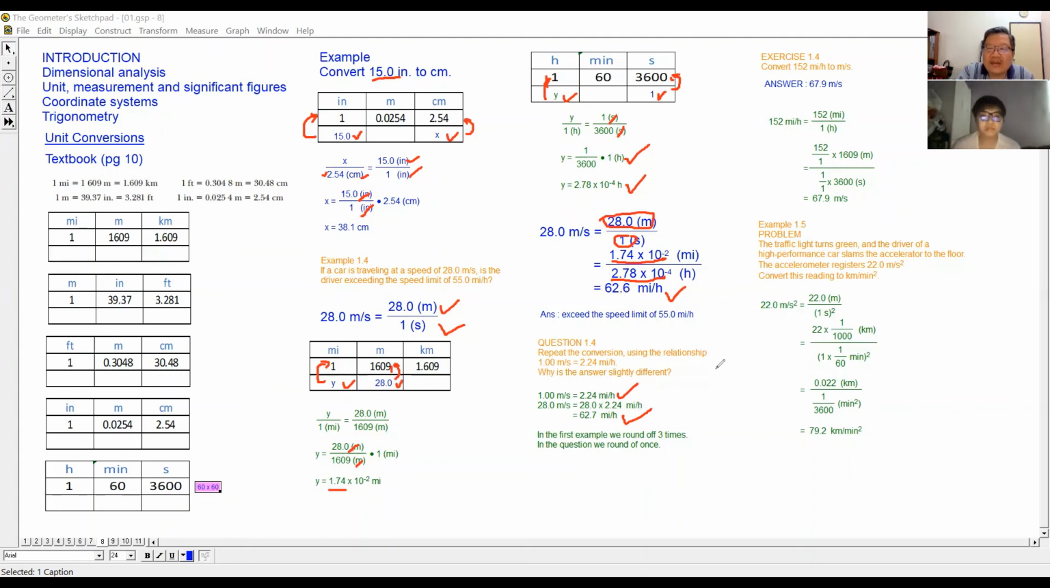Now they ask you, why is it that the answer is slightly different? The earlier one is not so accurate, because the earlier one we rounded off 3 times. When we converted meter to kilometer to mile, we rounded off 1 time. When we converted the second to hour, we rounded off another time. Then when we calculated this, we rounded off another time. This one we rounded off 3 times, whereas this one is more accurate, because straight away we calculate.